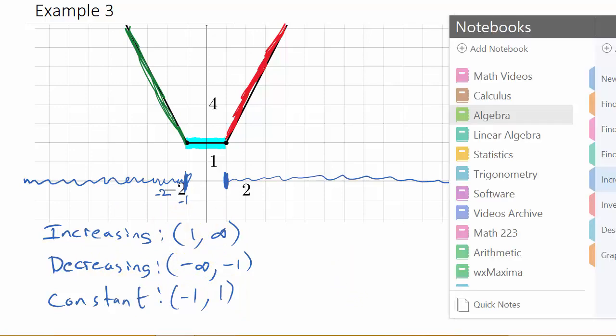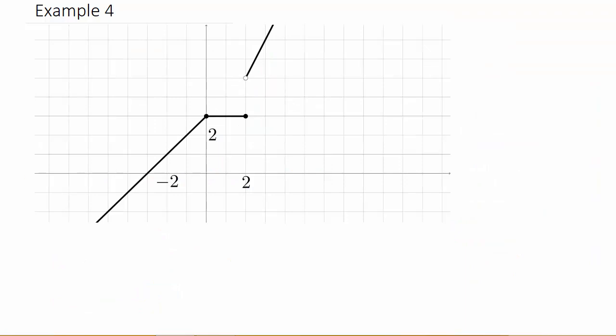All right, so let's look at the last one. Hopefully you're catching on. It's really not difficult. All right, so let's just kind of mark the graph like we did on the other ones. Okay, let's mark where it's increasing. Well, we can see it's increasing here. Okay, and look, it's increasing here. And then where is it decreasing? Well, it's not decreasing anywhere, is it? Okay, well, is it constant anywhere? Yes, it's constant right here.